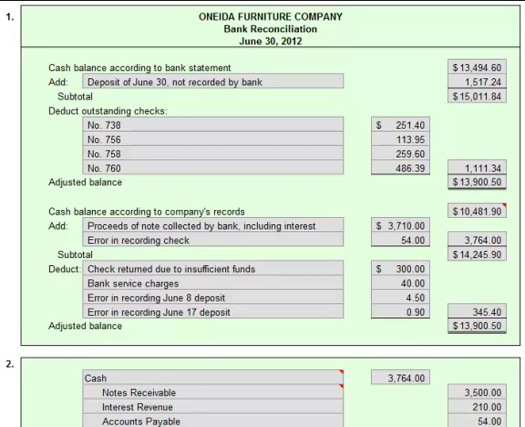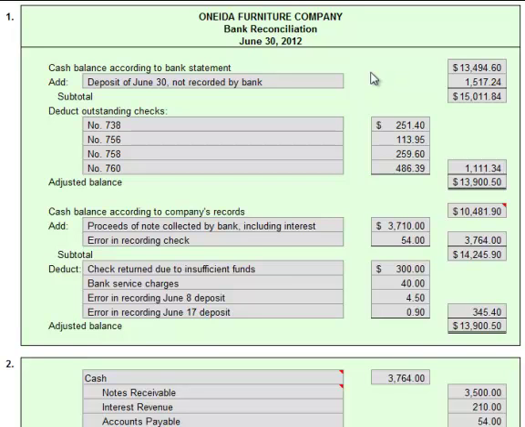Bank reconciliation is made up of two pieces. One starts with the cash balance according to the bank statement, and the second one starts with the cash balance according to the company's records. Now, a little background on the problem before I continue. It does have a couple of comments in there that you need to be aware of: that all checks are written to satisfy accounts payable, all deposits are from cash sales, and assume that any errors in recording deposits or checks are made by the company.